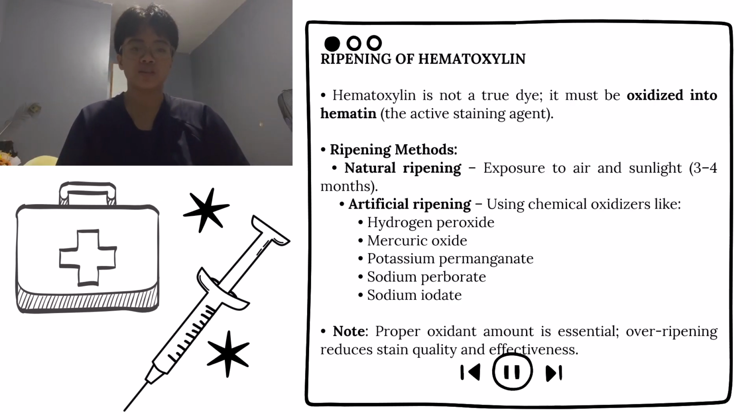Ripening of hematoxylin. Hematoxylin is not a true dye. It must be oxidized into hematein, the actual staining agent. Ripening methods. Natural ripening: exposed to air and sunlight for 3 to 4 months. Artificial ripening uses chemical oxidizers like hydrogen peroxide, mercuric oxide, potassium permanganate, sodium perborate, and sodium iodate. The important point is that the correct amount of oxidizer is crucial, as over-ripening reduces stain quality.